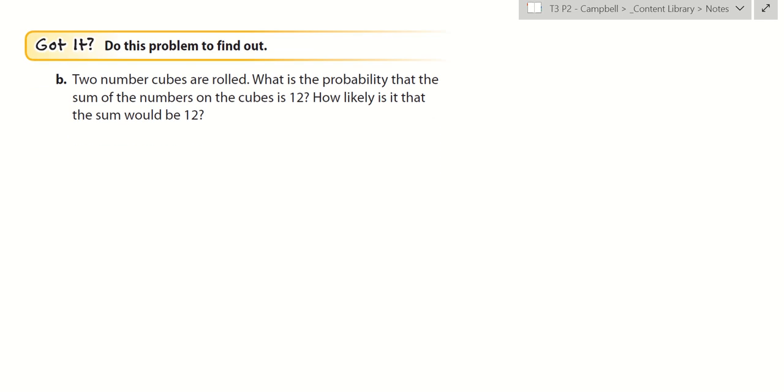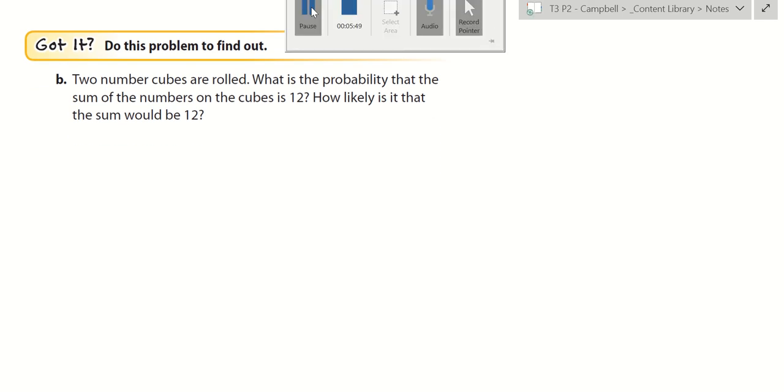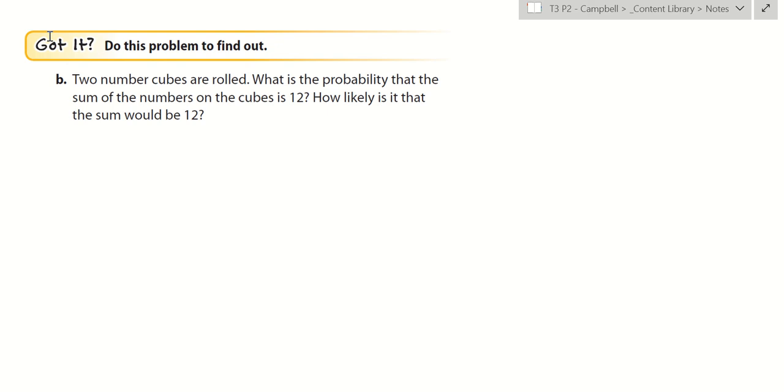Go ahead and solve Got It B on your own. Pause this video and resume when you are ready. Got It B says 2 number cubes are rolled. What is the probability that the sum of the numbers on the cubes is 12? How likely is it that the sum would be 12?